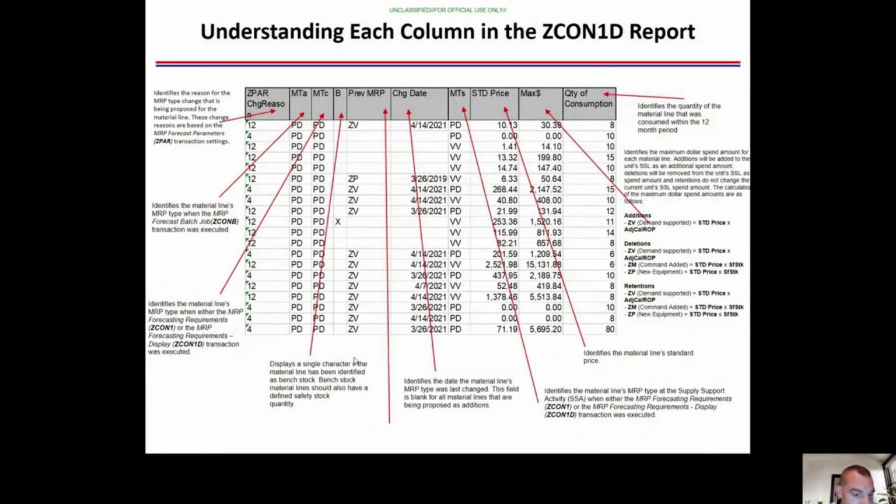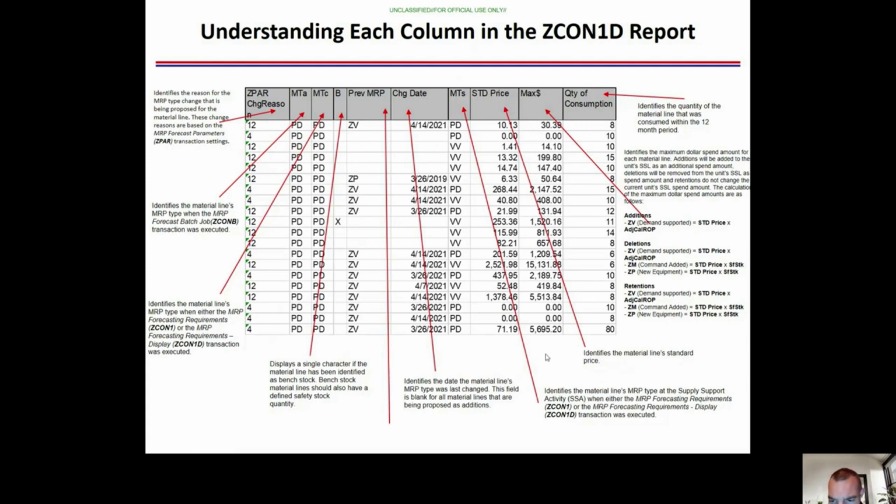So it should have defined a safety stock quantity, okay? Your previous MRP, like I said, is pretty self-explanatory. That's what the previous MRP type has been. The change date identifies the date the material line's MRP was last changed. This field is blank for all material lines that are being proposed as additions. So if you see a blank space here, it's usually going to indicate that it is an addition.